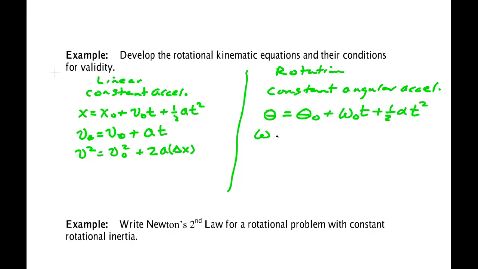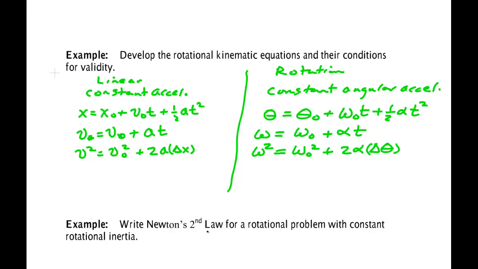The final angular velocity is equal to the initial angular velocity plus the angular acceleration times time. The final angular speed squared is equal to the initial angular speed squared plus 2 times the angular acceleration times the angular displacement. We simply replace the variable in linear land with its equivalent off the big board, and we get the whole new set of equations to work problems.